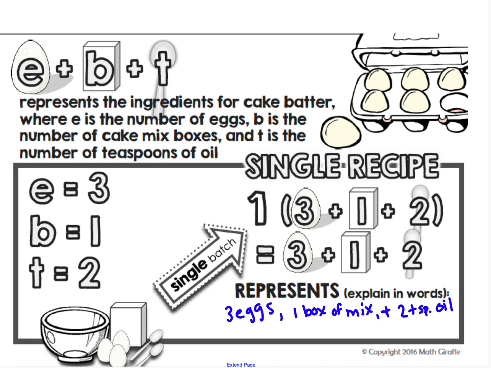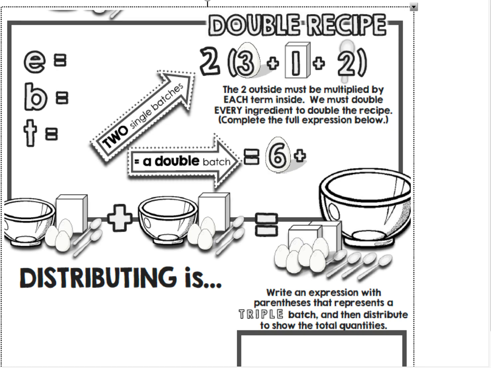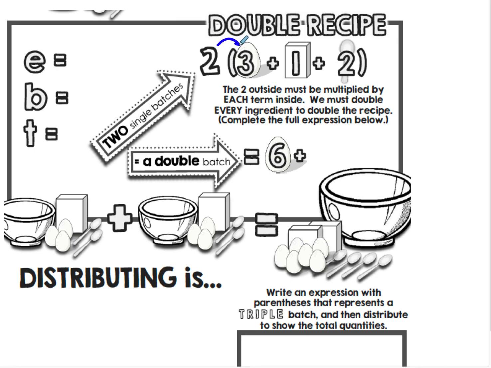Okay, but distributive property helps me figure out how much I would need if I am going to make more than 1. So let's say I want to double that recipe because I want to make a cake that has 2 layers to it. So I need 2 of the single batches. I'm going to put the 2 in front of the parentheses, and then I have my different terms inside the parentheses. So that 2 needs to be multiplied by each thing inside of it, because I can't just double the eggs and think I'm going to have enough to make a whole second cake. I have to double the eggs, I need to double the mix, and I need to double the amount of teaspoons of oil. Otherwise my cake's not going to turn out very well.